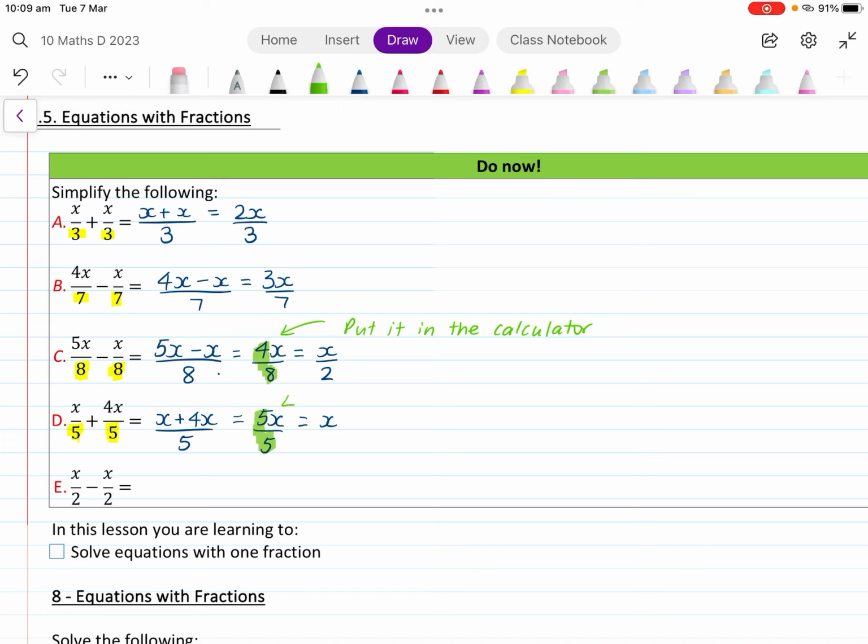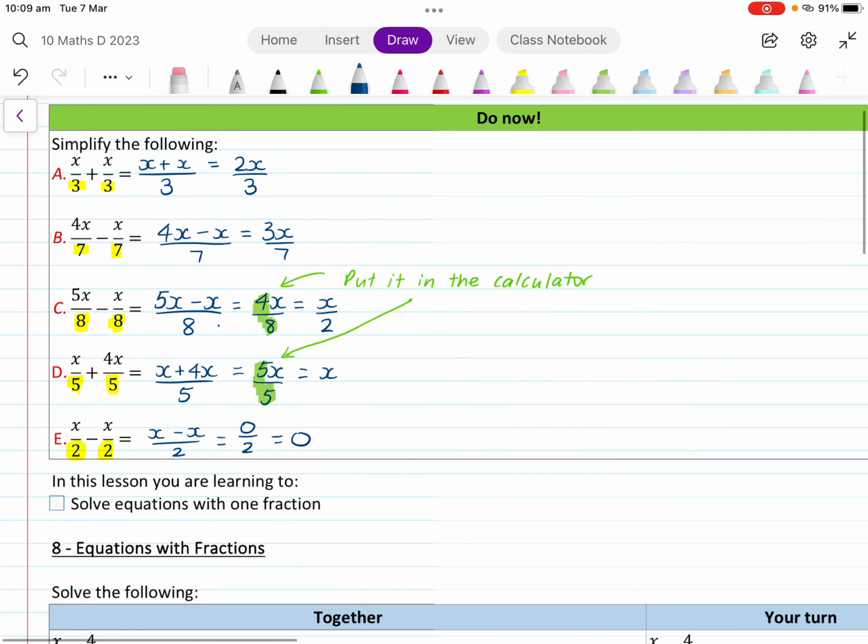For e, we have x over 2 minus x over 2. So we have the same denominator of 2 for both fractions. So we have x take away x all over 2. x take away x is just 0 over 2. 0 over 2 is just 0.